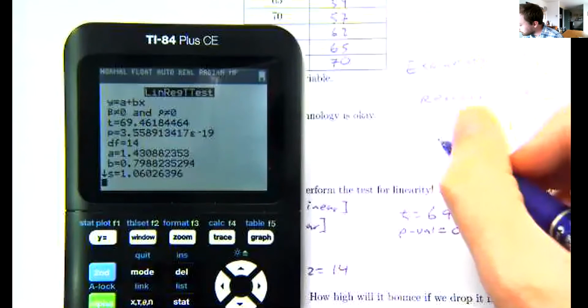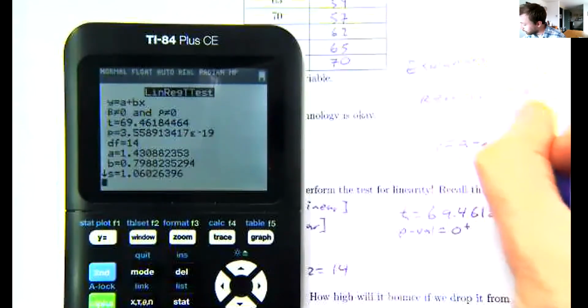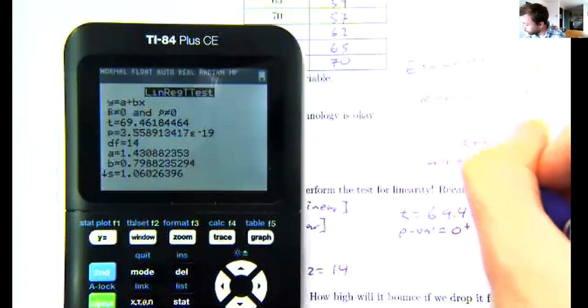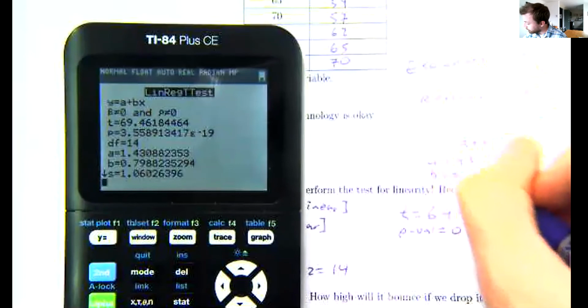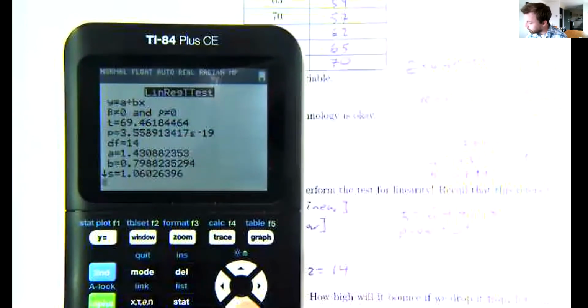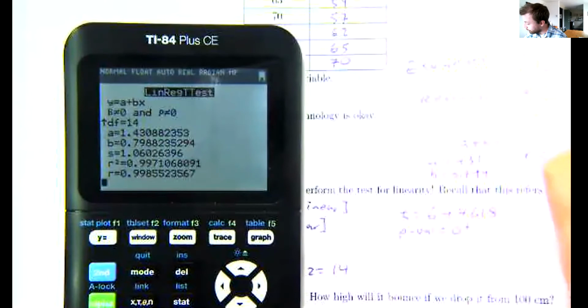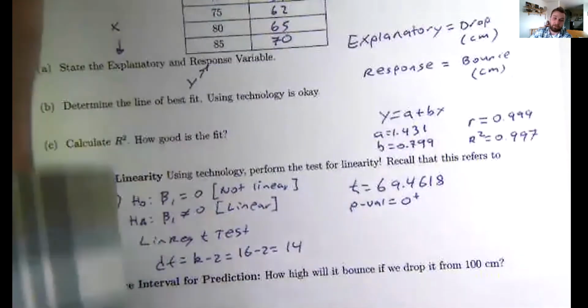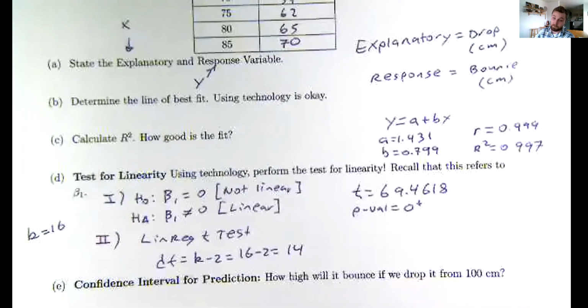Other information that my calculator gives me is it says the line is equal to y equals a plus bx. It says a is equal to 1.43. It says b is equal to 0.799 or so. It gave me, scrolling down further, an r of 0.999 and an r squared of 0.997. So this is the stuff that my calculator gave me. It verified a degree of freedom of 14, so I knew I hadn't typed my stuff incorrectly.